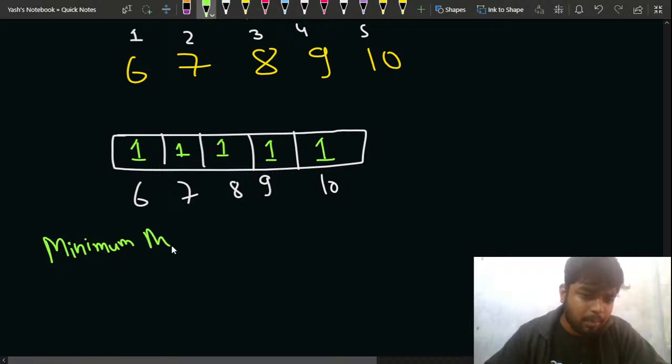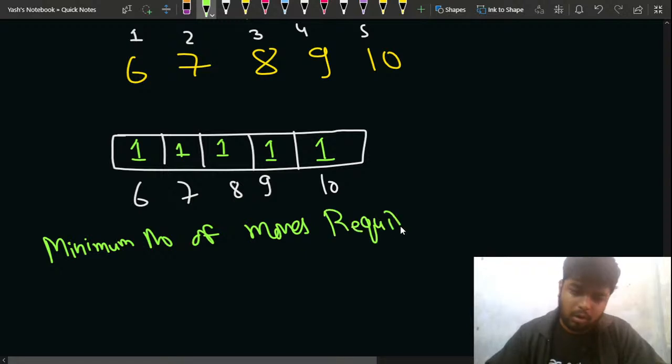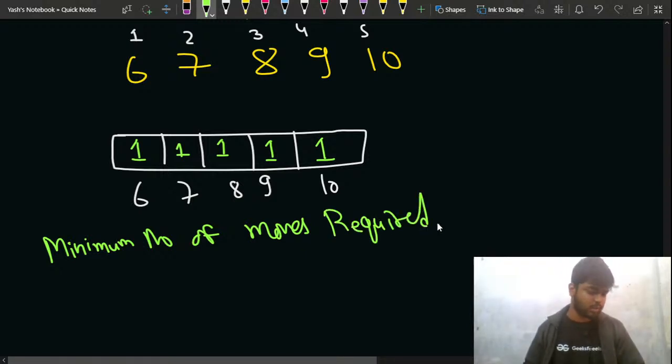What is the minimum number of moves required? Just quickly tell me in the chat. What is the minimum number of moves required for this one? Anyone can tell me in the chat what we should do for this case?